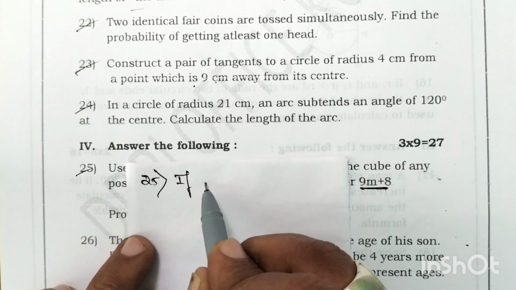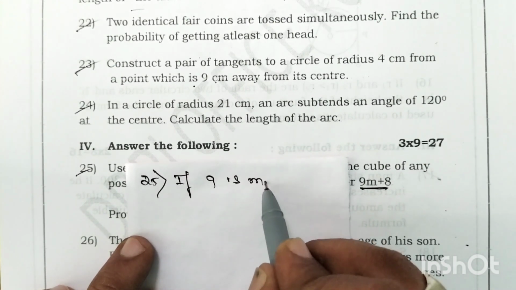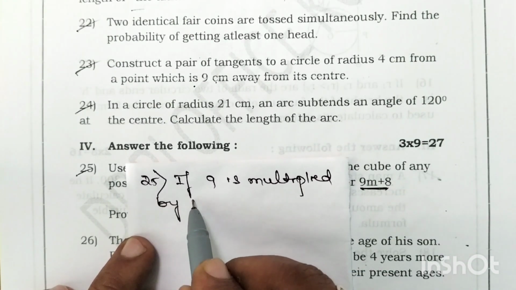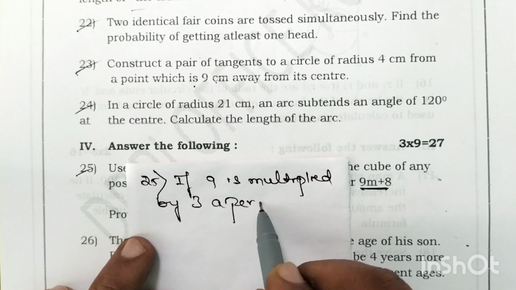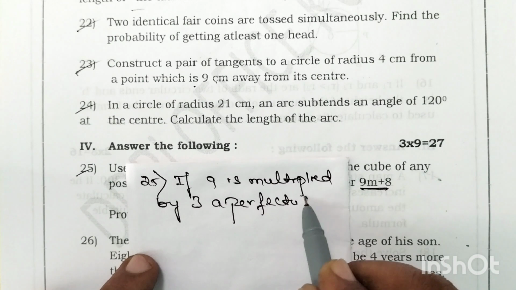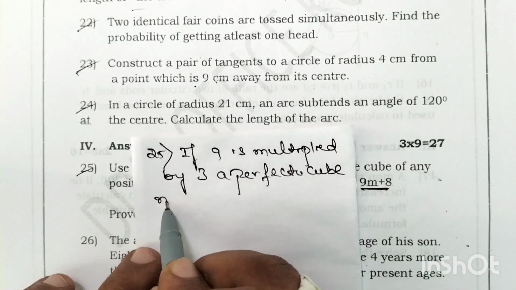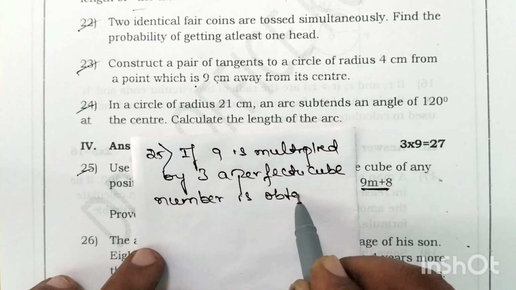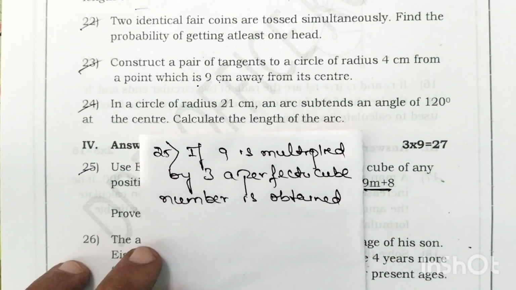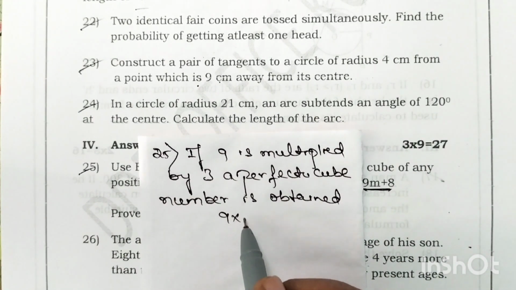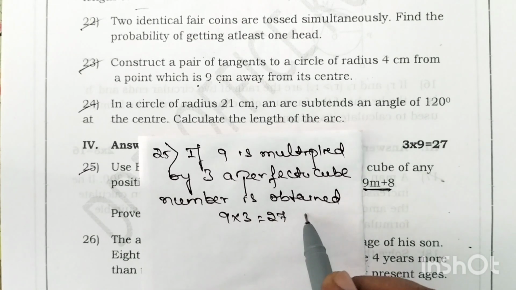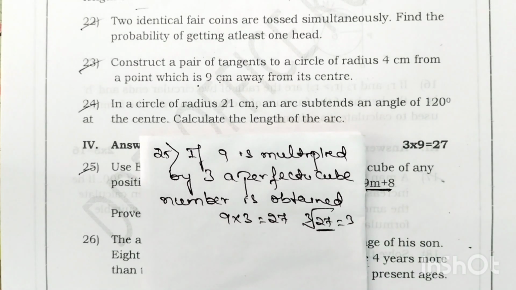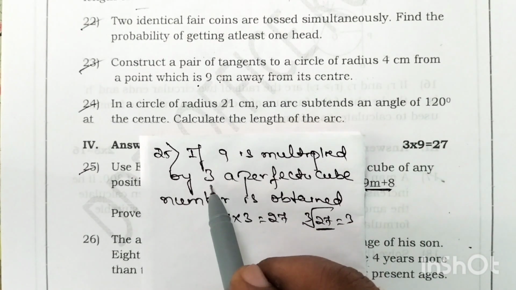Here, the first sentence you have to write is: if 9 is multiplied by 3, a perfect cube number is obtained. If we multiply 9 by 3, we get a perfect cube number. Which is that? 9 into 3 is equal to 27. The cube root of 27 is equal to 3. So this is a perfect cube. To get this perfect cube, this 9 is multiplied by 3.